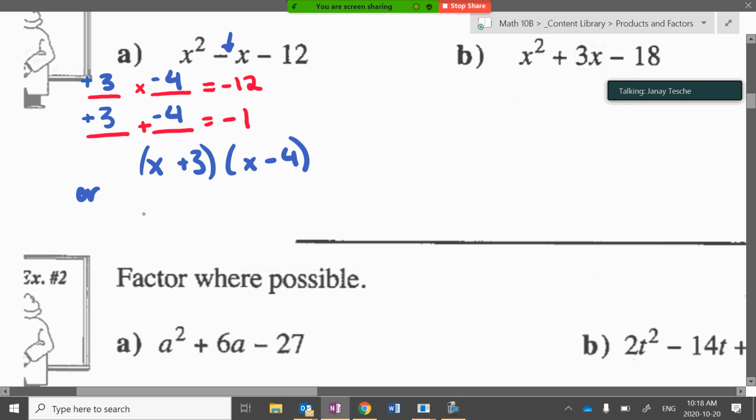So my answer is going to be x plus 3 times x minus 4. Or I really want to stress with you guys, the order doesn't matter. So I could also write it like this. Both of those are equally correct.